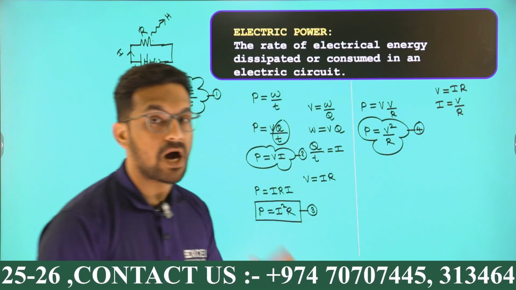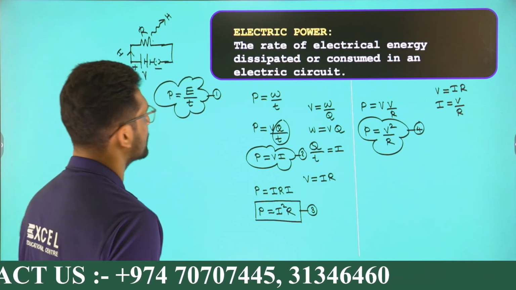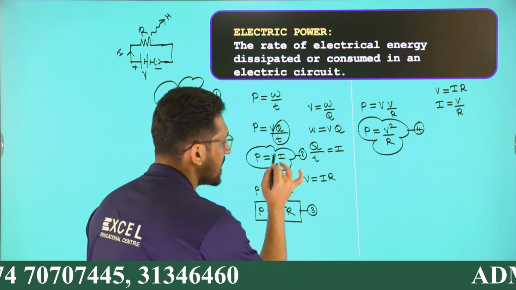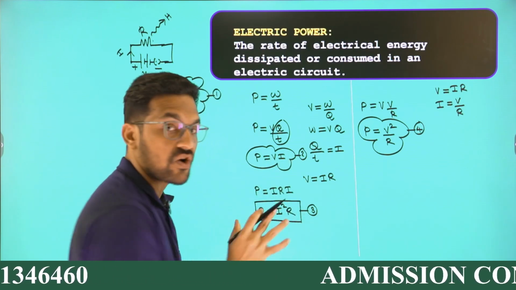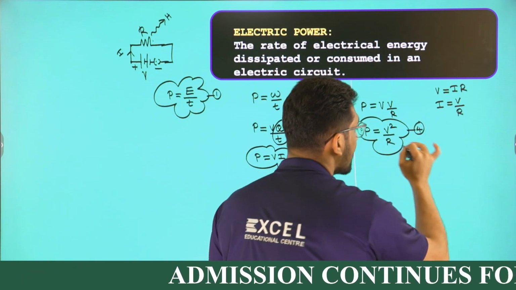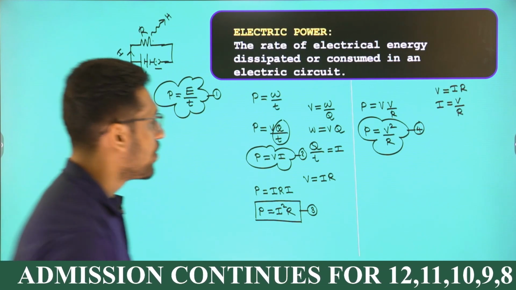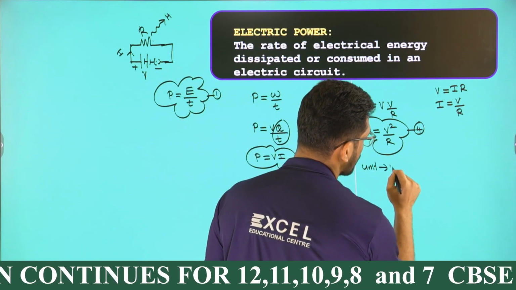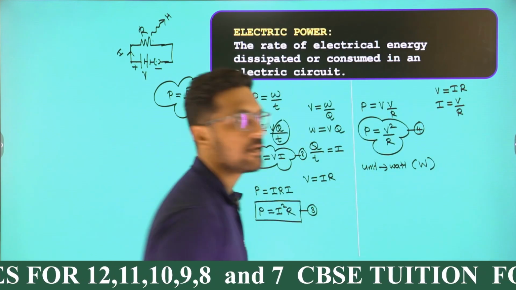See that? What are the equations? Power can also be written as energy divided by time and voltage into current. It is also I square R, square of the current into resistance. Power also is V square divided by R. What is the unit of power? Unit of power is watt. Capital W is the symbol.